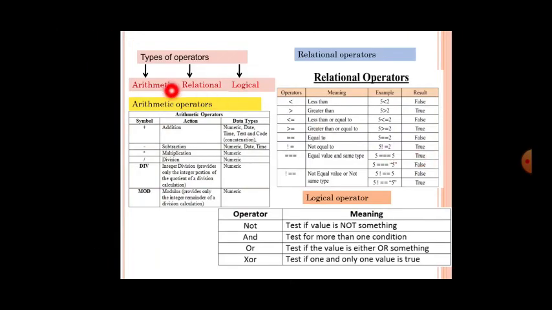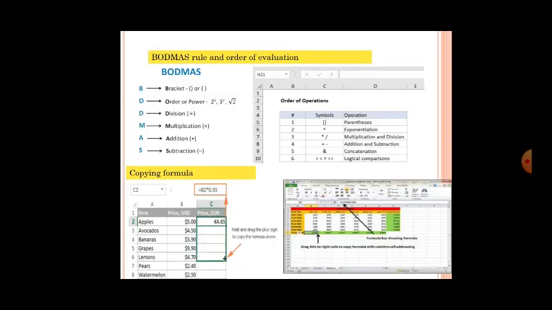Next, types of operators. There are three types of operators: arithmetic, relational and logical. You know arithmetic operations, that is addition, subtraction, multiplication, division, then mod, div and mod. Then what are relational operators? Lesser than, greater than, lesser than or equal to, greater than or equal to, not equal to, equal value and same type, not equal value and same type. Then the logical operators are not, and, or and XOR.